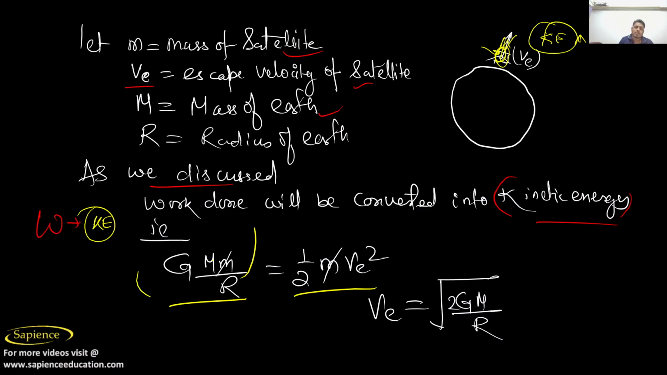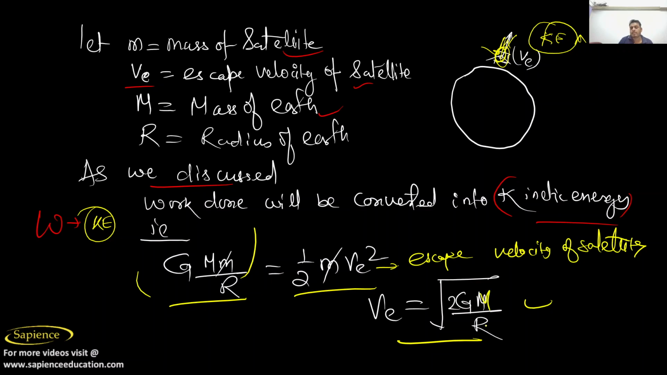So work done is equal to G capital M small m by R, and this is equal to half m v square, where v is the escape velocity of the satellite. As soon as you find v, m will cancel out, and v is equal to root under 2 G capital M divided by R. So this is the final equation we have got for escape velocity.